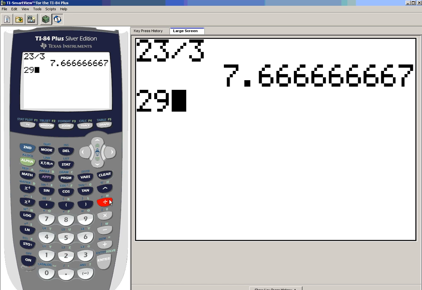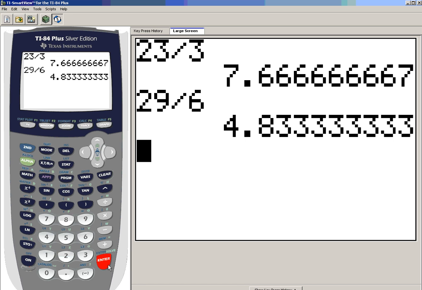29/6. Take 29, divide by 6. Goes in 4 times evenly. 4 times 6 is 24. How many more to get to 29? 5 more, so that's how we get the 5/6, so 4 5/6. Again, more difficult to do on the graphing calculator than it is on the TI-30, which we will be going over in class.